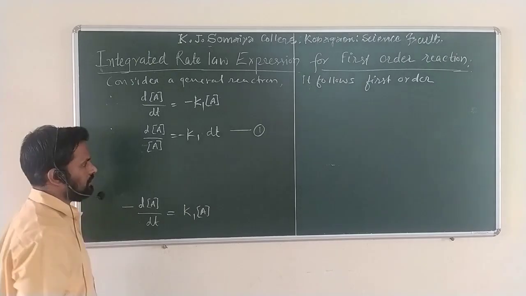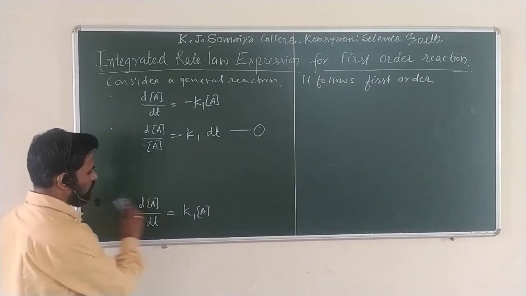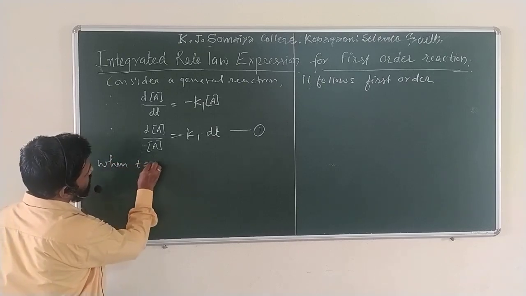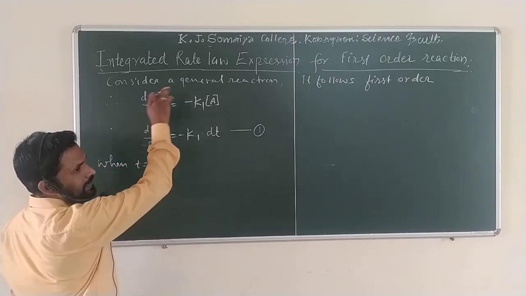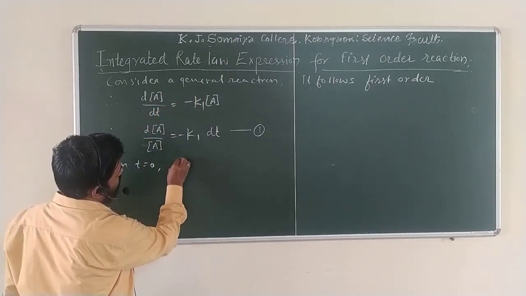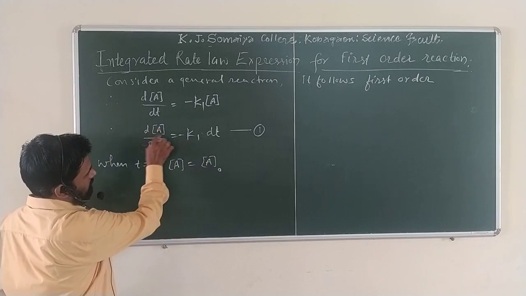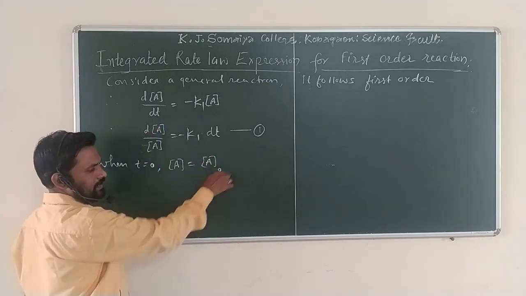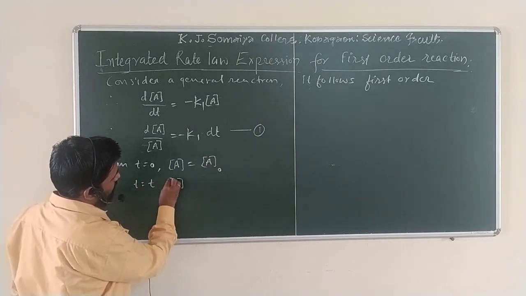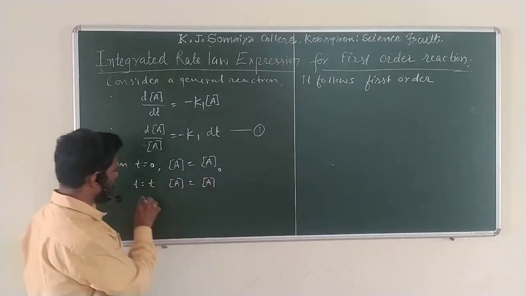Now what we have to do is integrate equation number 1 with respect to certain limits. As we know, when t equal to 0, that is, at initial time, for the reaction A going to product P, the concentration of A is equal to A0. At time 0, that will be the initial concentration A0. When t equal to t, the concentration of A becomes A, the concentration of A at time t.